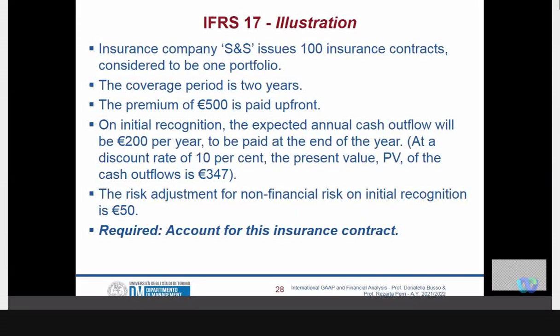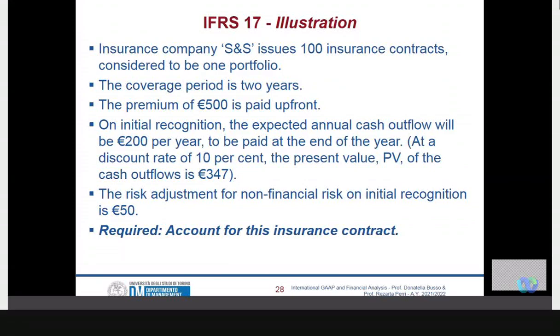And here we have the piece of information. The real problem in reality is not how to combine this data to calculate fulfillment cash flows and CSM, contract service margin. The real problem in reality, when you work in a company, is how to come up with these figures. How do you know that the non-financial risk is €50? How do you know that the insurance claims are going to be €200 each year? Okay, this is the real problem. This is the real difficulty. But again, that is something that is provided and calculated by actuarial services in insurance companies.